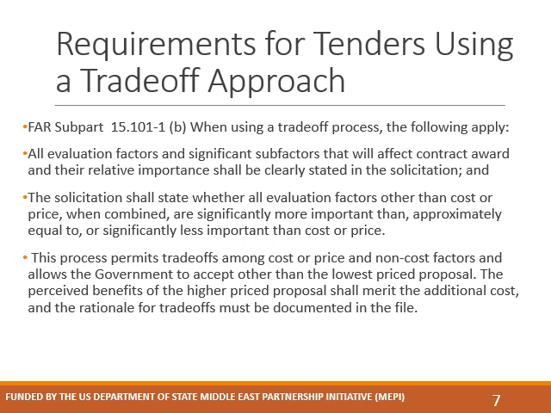Requirements for tenders that use a technical cost trade-off approach. Our Federal Acquisition Regulation states that when you are using a trade-off process, the following applies: all evaluation factors and significant sub-factors that will affect contract award and their relative importance to each other shall be clearly stated in the solicitation or tender document, and the solicitation or tender document shall state whether all evaluation factors other than cost or price, when combined, are significantly more important than, approximately equal to, or significantly less important than cost or price.